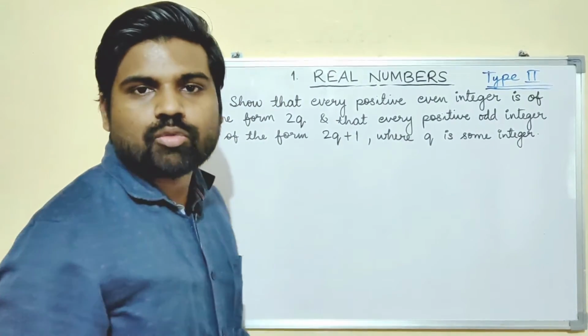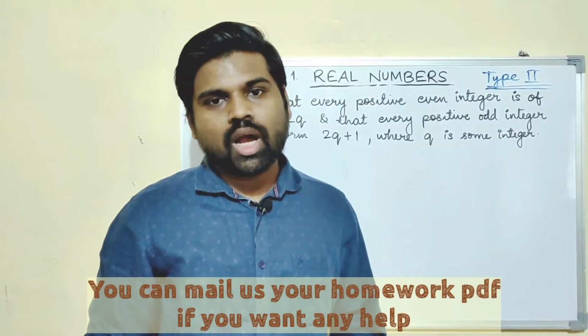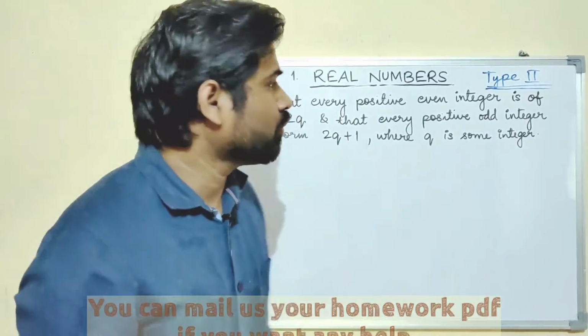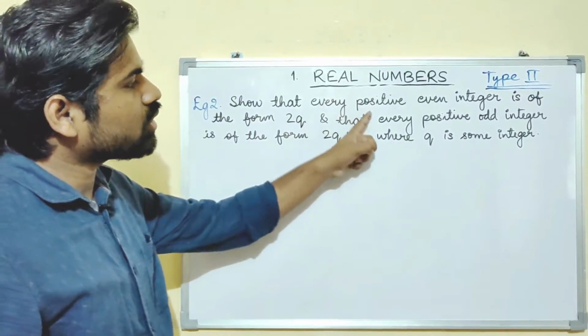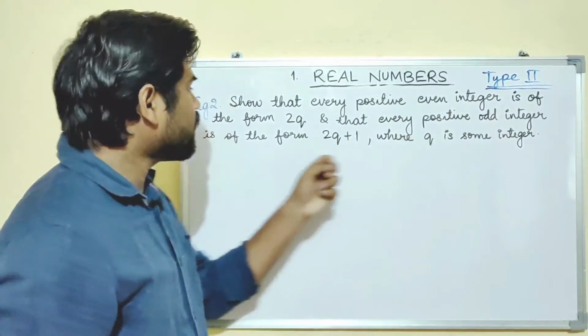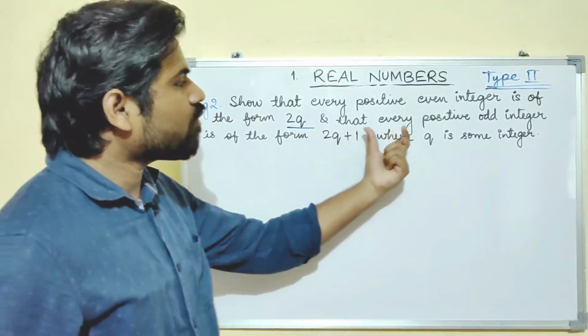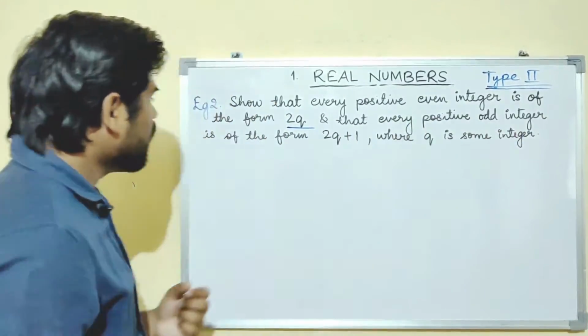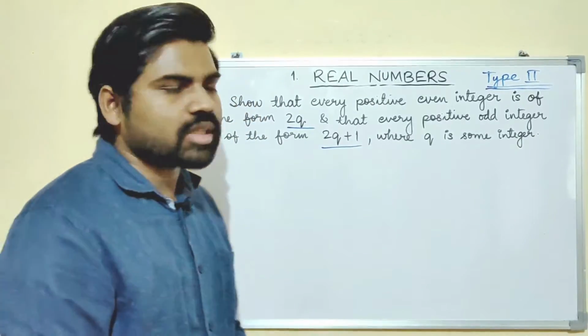In the previous video we discussed example 1 and I gave you a homework to do. I hope you have done that. Okay. Now example 2 says, show that every positive even integer is of the form 2q and that every positive odd integer is of the form 2q plus 1, where q is some integer.